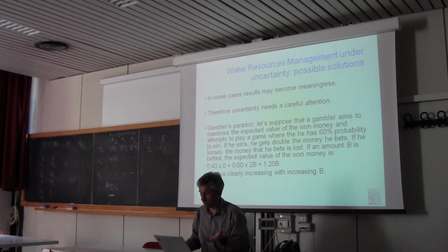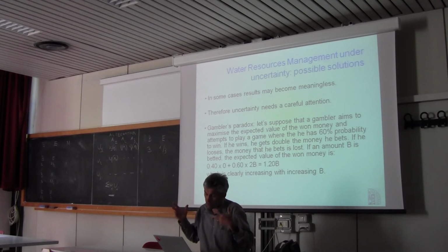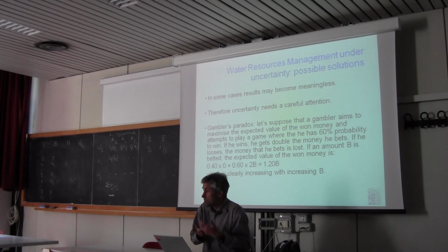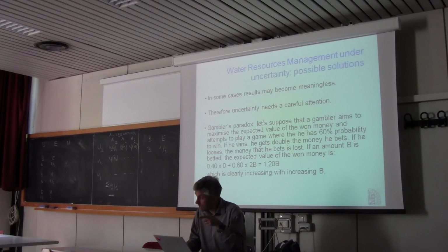Okay, so you see that the expected value is clearly increasing with increasing b. So this means that according to this criterion, if you want to maximize the expected value, you should always bet all the money that you have, which is clearly nonsense. Because your guess would be, I should bet, but not all the money, because if I lose, and I can lose with probability of 40%, then I lose everything. So this wouldn't be a good solution. Taking the expected value approach wouldn't be a good solution in this case.